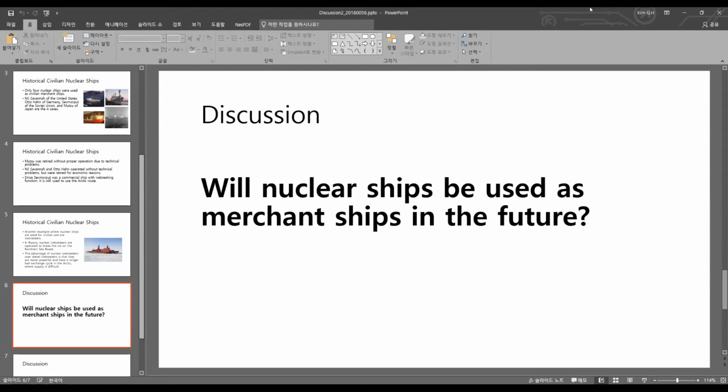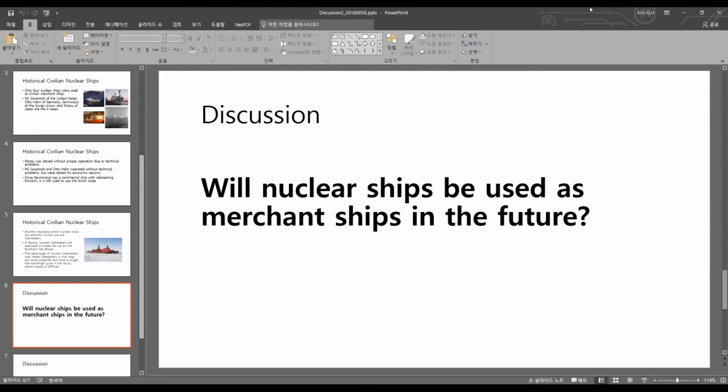I think the first thing for that is public perception, because nuclear power is commonly associated with disasters. We have the bombing of Hiroshima and Nagasaki in World War II, and there is Chernobyl and Fukushima. So I don't think people would be willing to use a ship that's powered by nuclear propulsion.